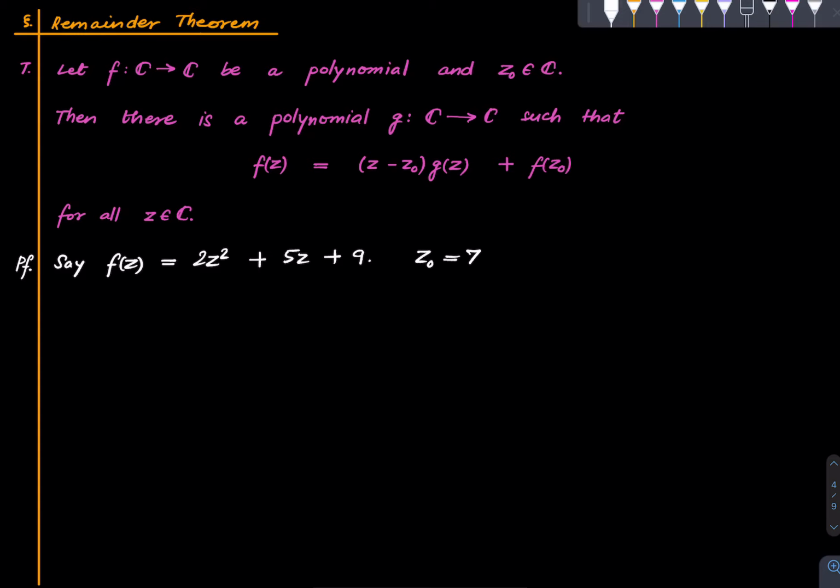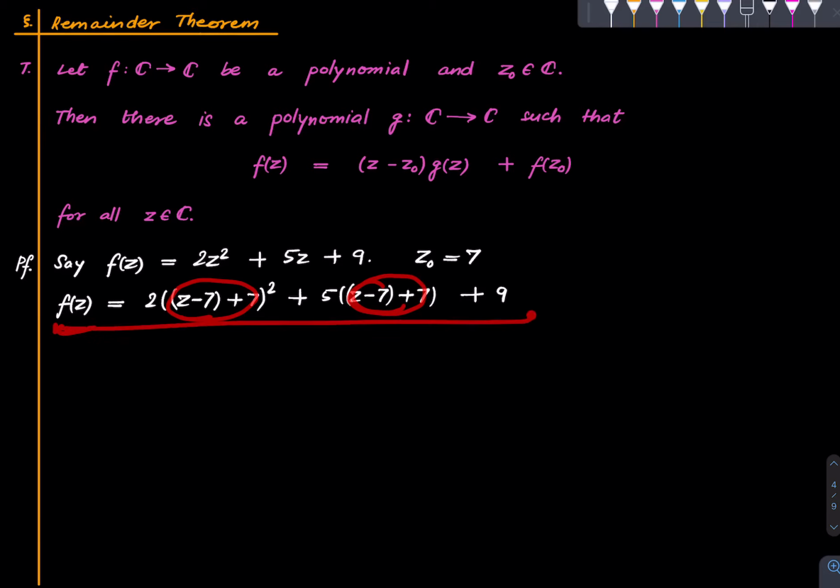Okay, so the idea is this. We will write f of z as 2(z − 7 + 7)² + 5(z − 7 + 7) + 9. So note that this is just z and that is also z. So clearly f of z is equal to that.